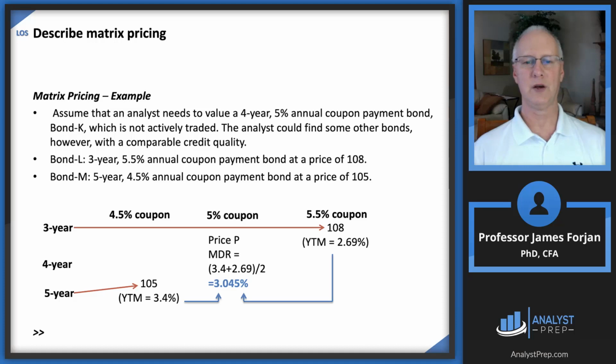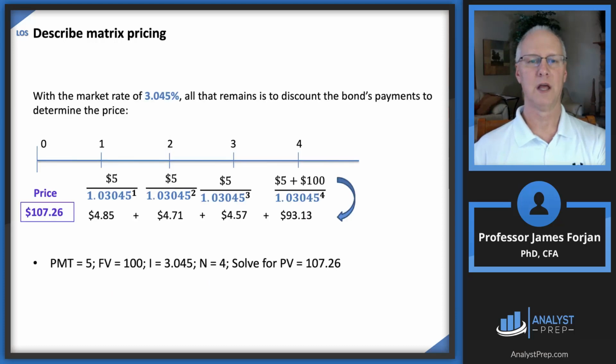The yields to maturity on bond L and bond M are given in the little timeline I have there. So all we're going to do is take an average. Yield to maturity is 3.4 on the longer term bond, and 2.69 on the shorter term bond. So you take an average of those two. We're going to price our bond using an average of those two bonds. One is shorter, one is longer, but they have similar characteristics as our bond. Maybe they have the same credit rating. And then we'll price that bond.